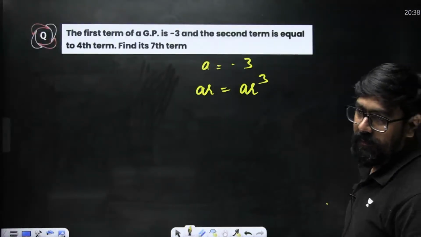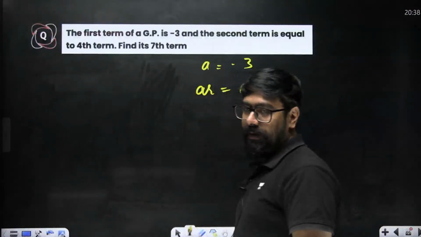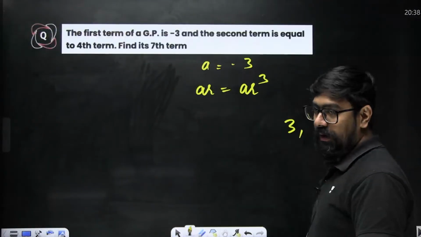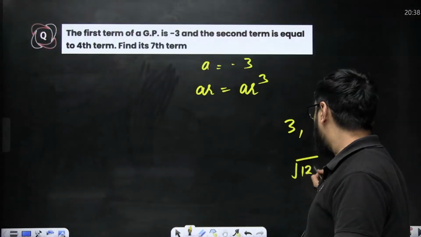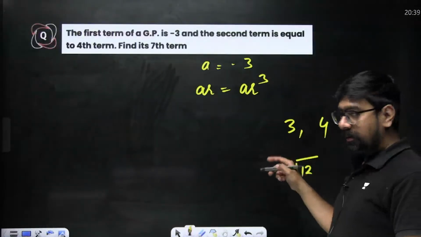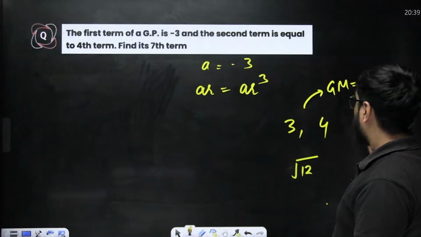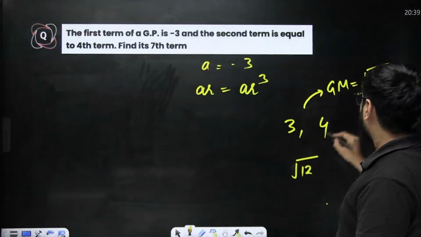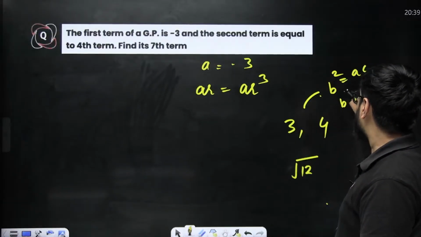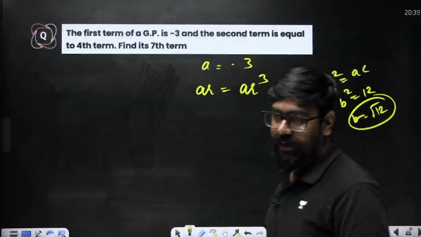Geometric mean means, suppose there are two numbers 3 and 4, their geometric mean will be square root of 12. So GM will be equal to square root of 3 into 4. GM was B, so B square was equal to A into C. So B square will be equal to 12, then B will be equal to square root 12. And this square root 12 only is the geometric mean.